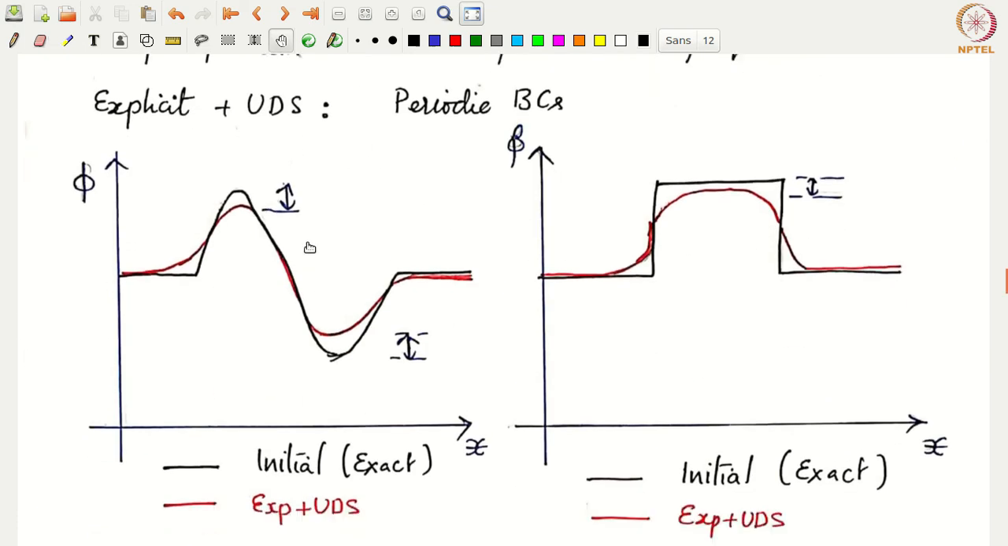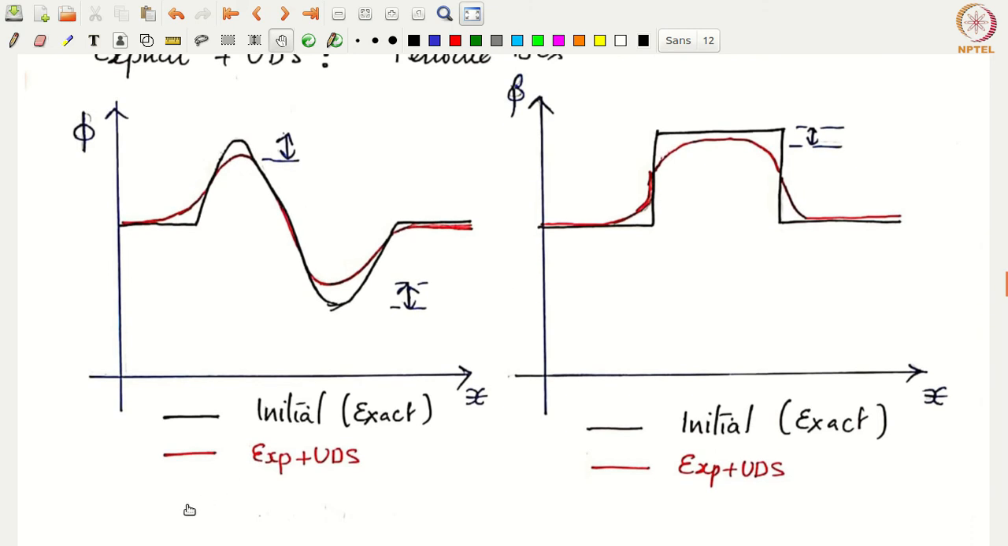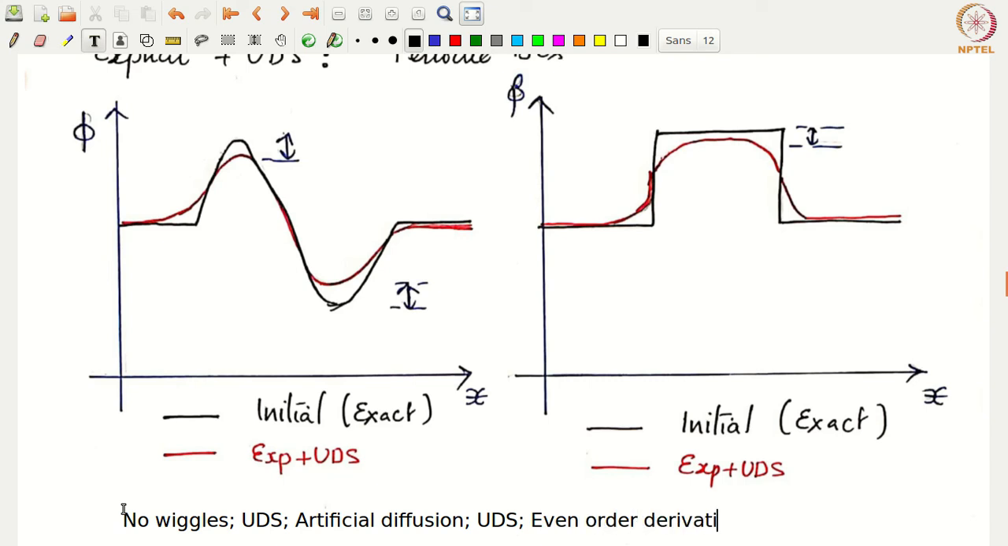Okay. But one thing we see is that there are no wiggles in the solution, right? That is because we have not used a CDS scheme, rather we have used an upwind difference scheme. So we see some artificial diffusion, right? We see artificial diffusion, which is a characteristic of the upwind difference scheme, because of the even order derivative in the modified equation.